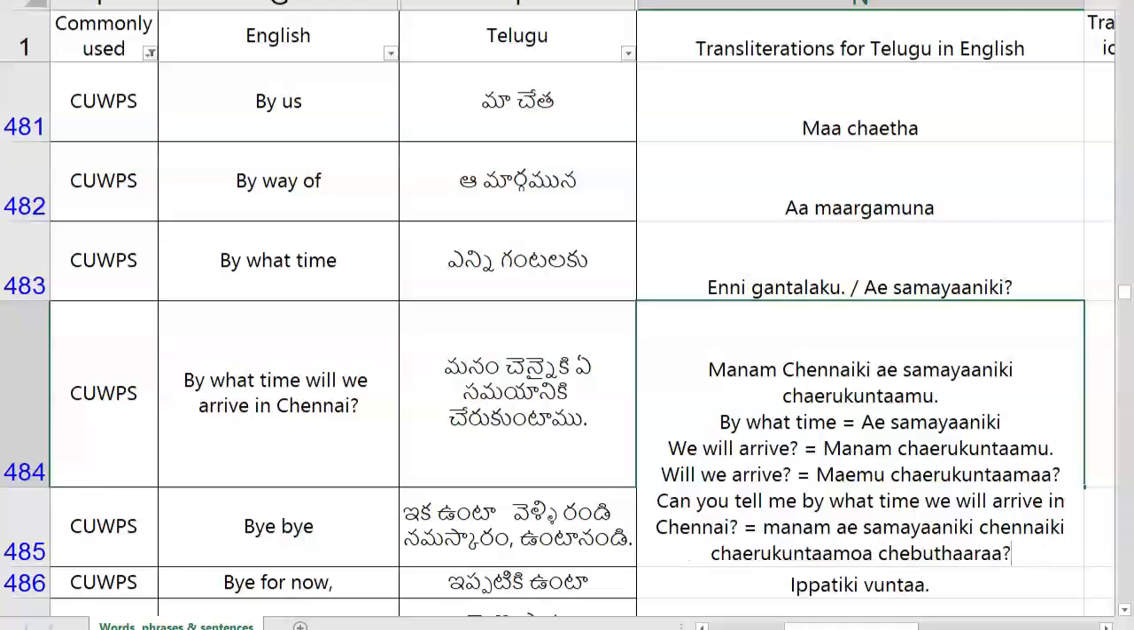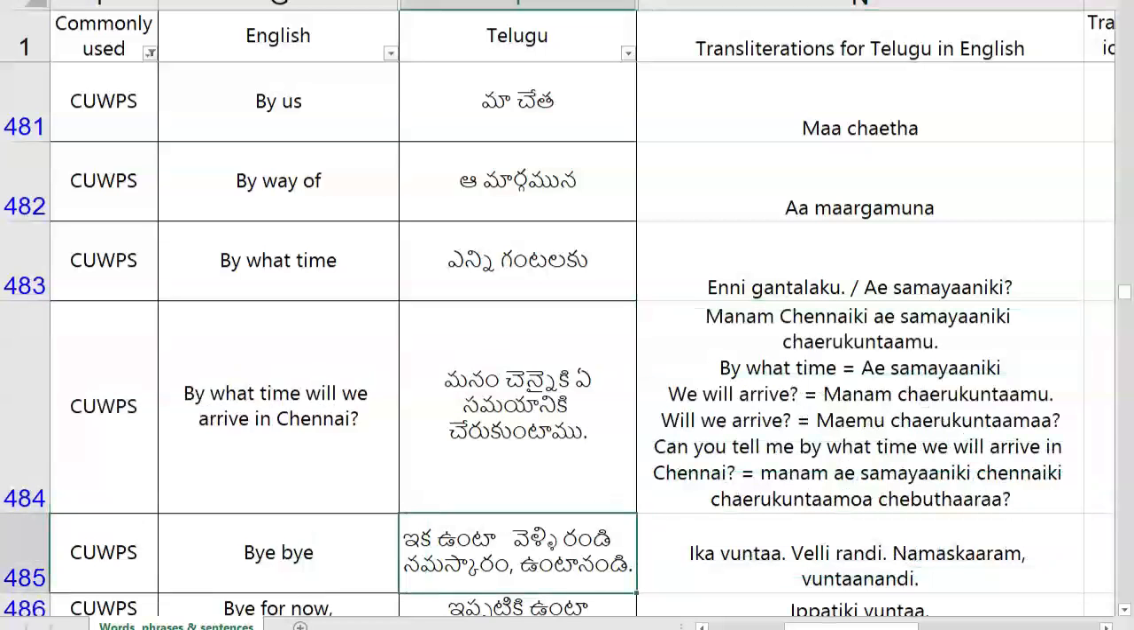So the whole sentence will be like this. మనం ఏ సమయానికి చెన్నైకి చేరుకుంటామో చెబుతారా. So this is the difference. When we start with can you tell me, it becomes చేరుకుంటామో. Without can you tell me, it remains the same, మనం చెన్నైకి ఏ సమయానికి చేరుకుంటాం. But when you add can you tell me at the beginning, it becomes చేరుకుంటామో చెబుతారా. So that you need to add.